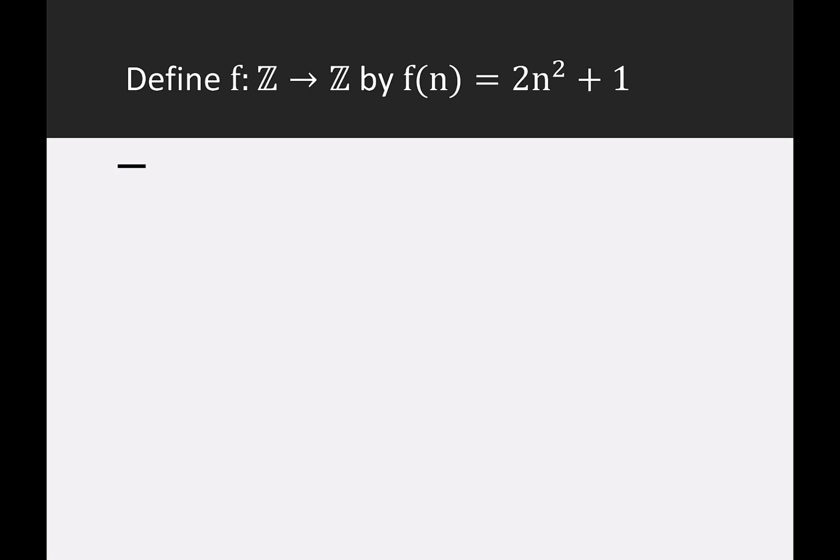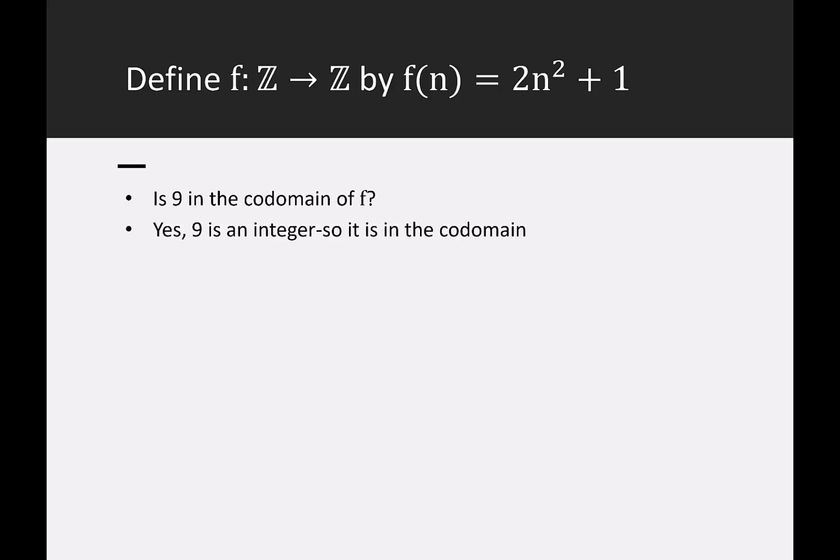We're going to do f is a function from the integers to the integers, and it's defined by f of n is 2n squared plus 1. So my first question is, is 9 in the codomain of f? And the answer is yes. 9 is an integer, so it is by definition in the codomain of the function. My second question is, is 9 in the range of f? Well, that's a little bit harder question.